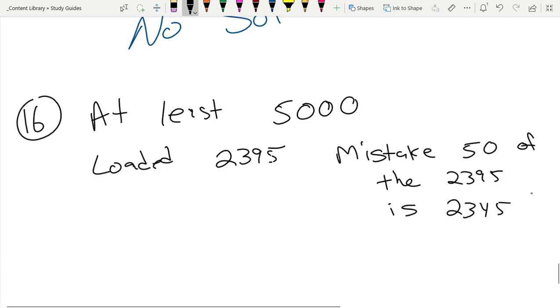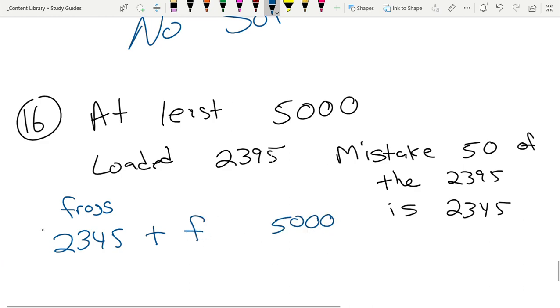Okay. Alright, we're back. Sorry for the delay. So 2395, but there was actually 50 of that weight from some equipment. So there was really only 2345 of frogs on the truck. So now let's see what we've got. We got 2345 of the frogs, and we're supposed to have 5,000. So we need to add more frogs to get to 5,000. And once we add this weight, the weight has to be bigger than or equal to 5,000.